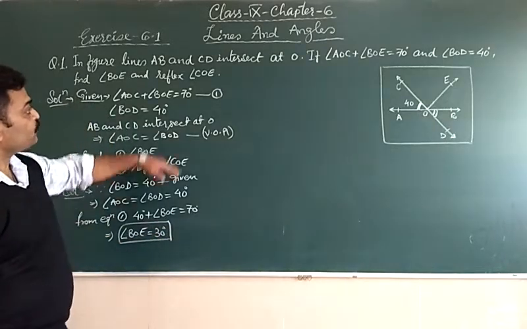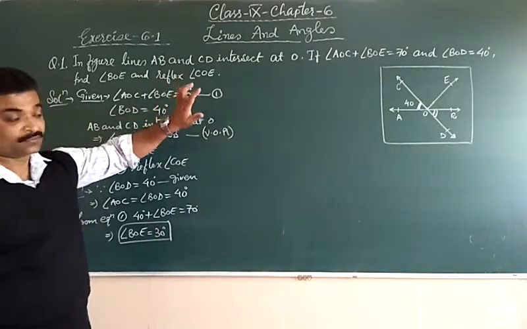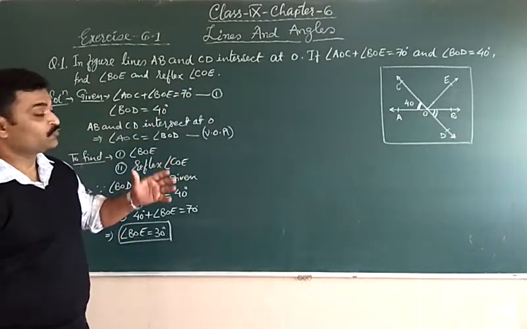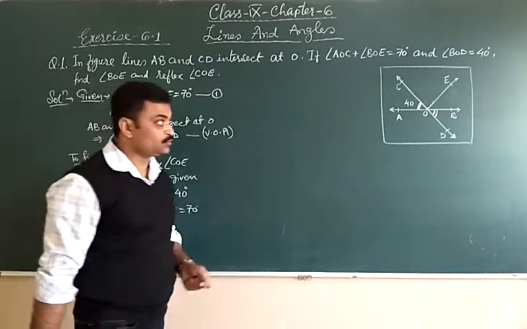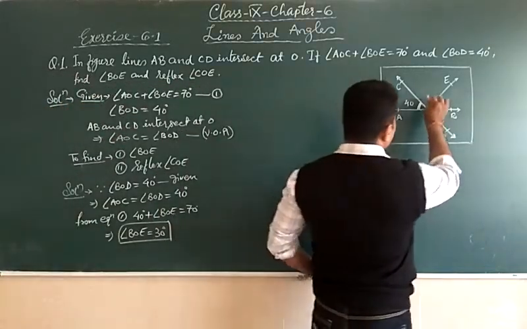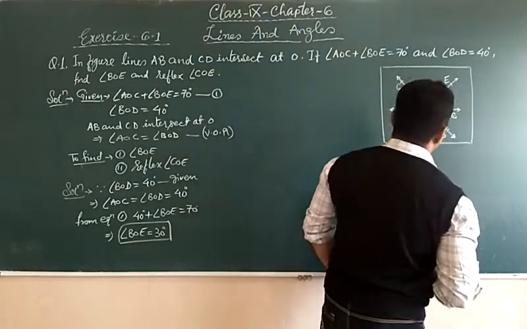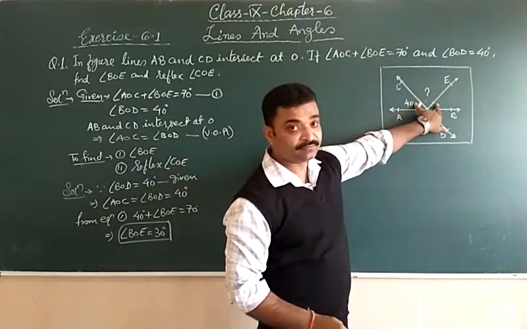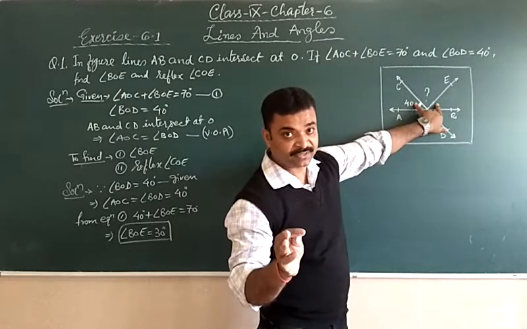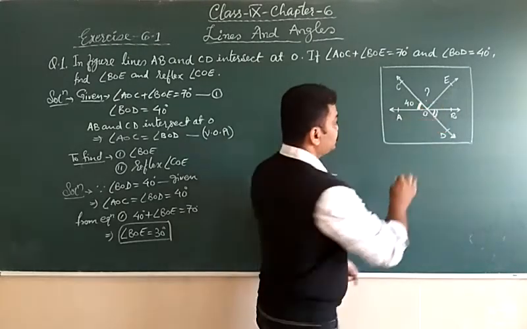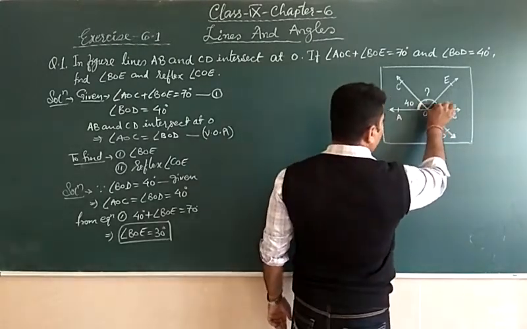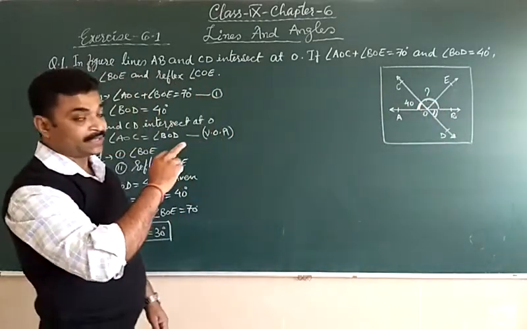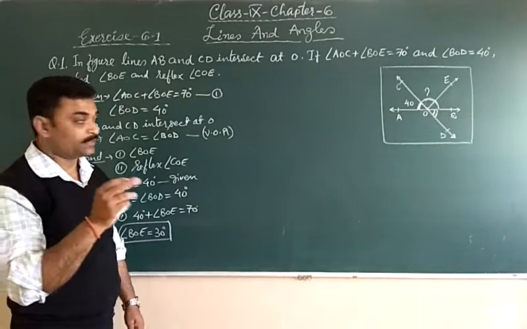Now we have to find the reflex of angle COE. That means we first have to find angle COE. What is the value of angle COE? See, angle COE. These two angles have the sum 70 degrees, and these three angles will make a linear pair. That means the sum of those three angles will be equal to 180 degrees.